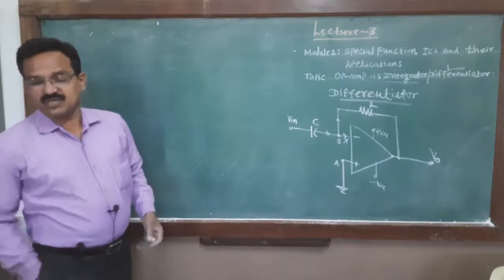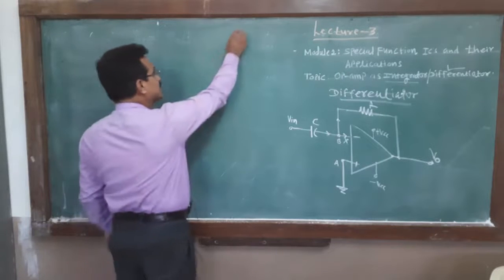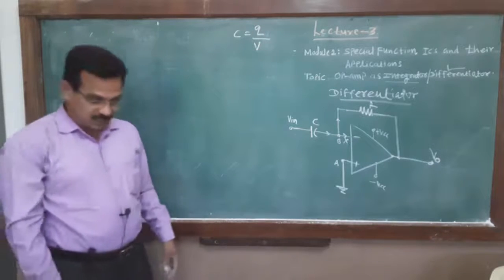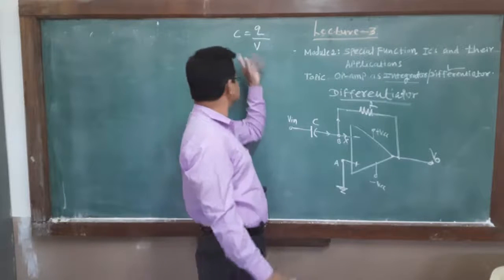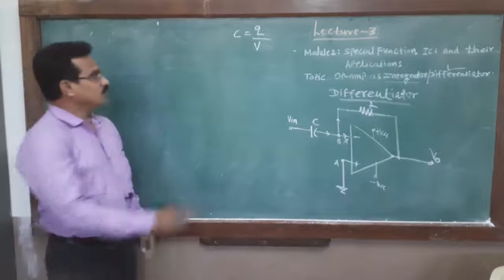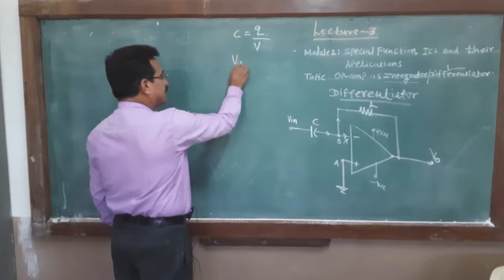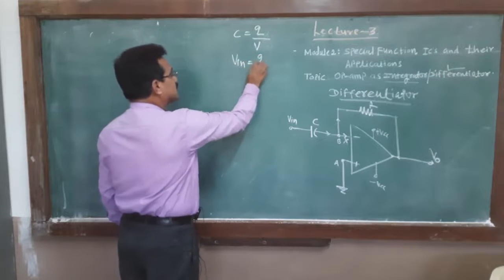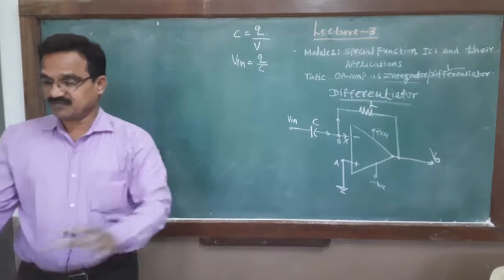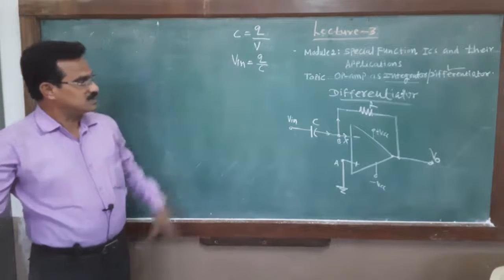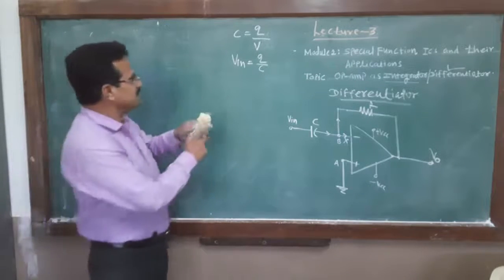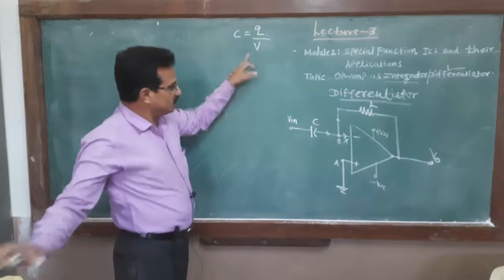Again, we know the equation from the capacitor point of view: C is equal to Q upon V. The relation between the voltage, the charge on the capacitor and the capacitance is C is equal to Q upon V. And you remember that Vin must be equal to Q upon C. When we consider this equation, V represents the voltage across the capacitor.